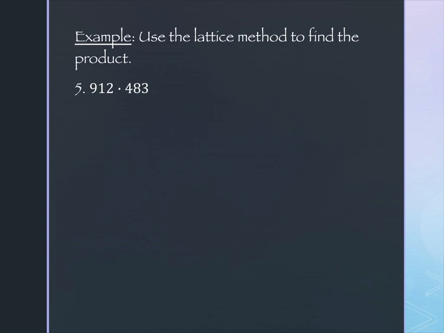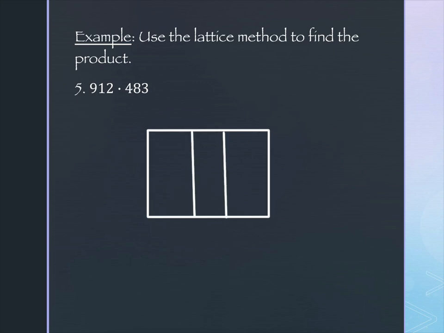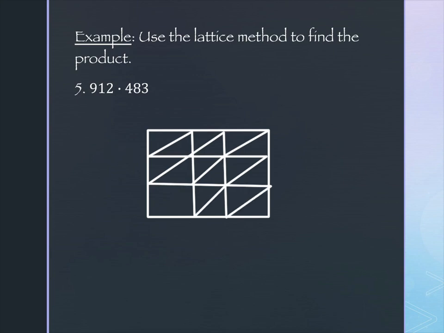So we're going to do the number 912 times 483. And the first thing we're going to recognize is this is a 3-digit by 3-digit number. Yes? So we need to do a box that has 9 boxes inside of it. So 3 columns and 3 rows. Mine are a little bit lopsided, but that's okay. And we're going to split the boxes along the diagonal. So this is my diagonal. Like that.